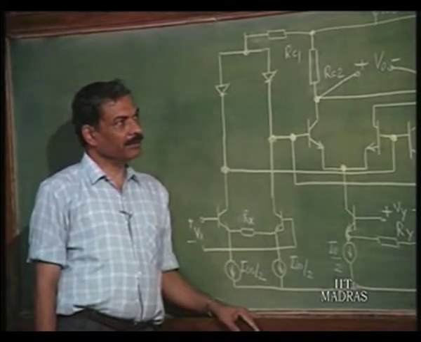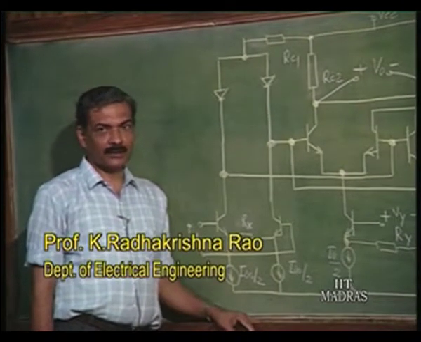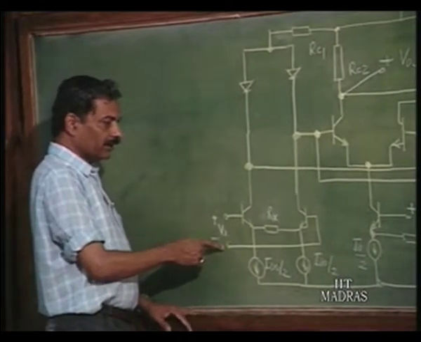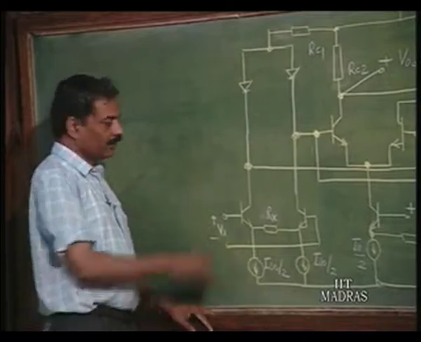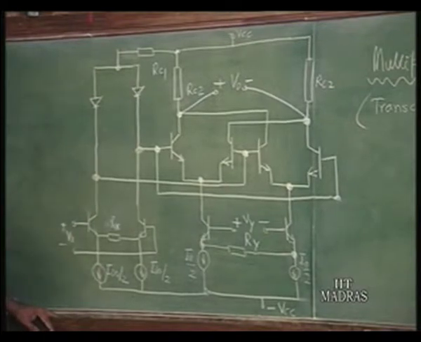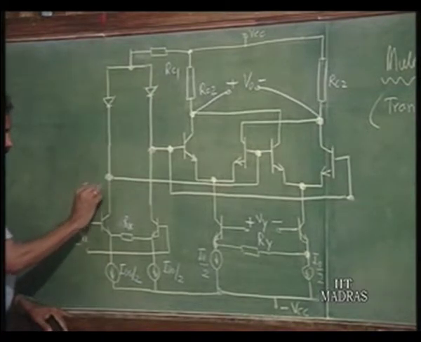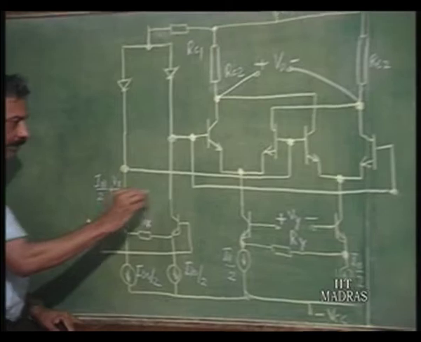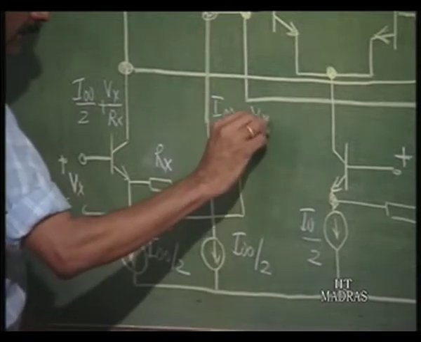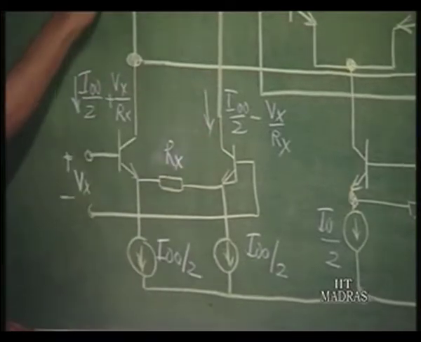In the last class, we discussed transconductance type multiplier using what is called translinear principle. The voltage Vx was converted into a sort of linear differential current using a transconductor of this type. The current here was I naught naught by 2 plus Vx by Rx, and here I naught naught by 2 minus Vx by Rx.